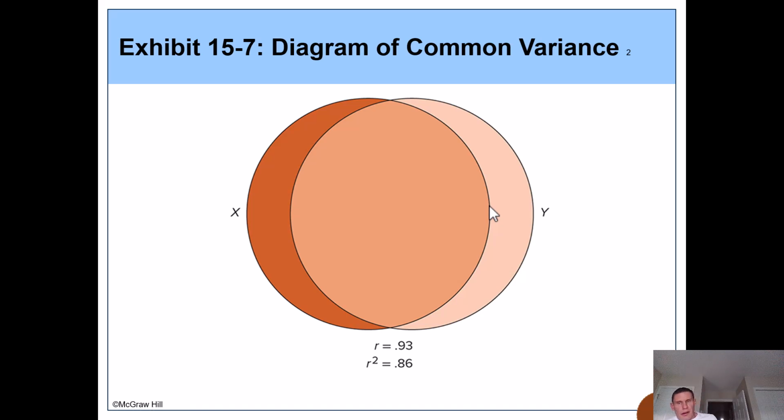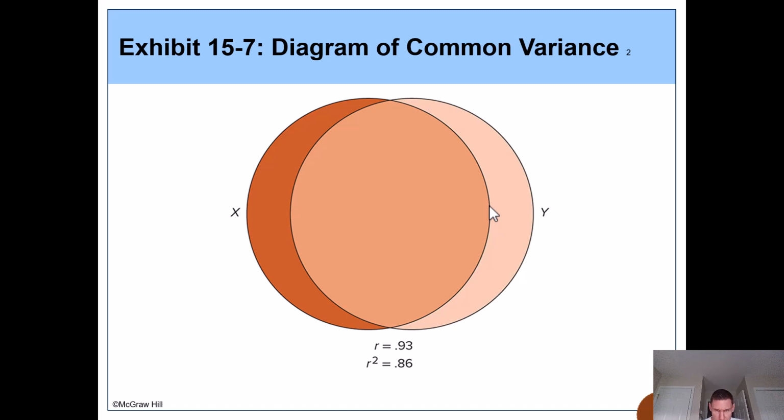So, a diagram of common variance. This is like, how much overlap do we have here? We have an R of 0.93, so basically we have a 0.93 association. That, by the way, would be considered a very strong association.